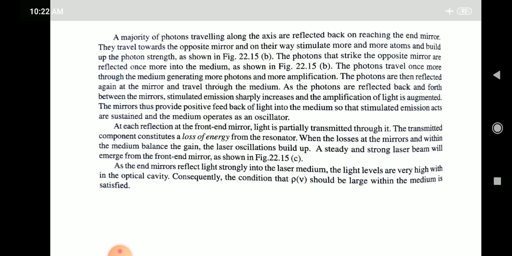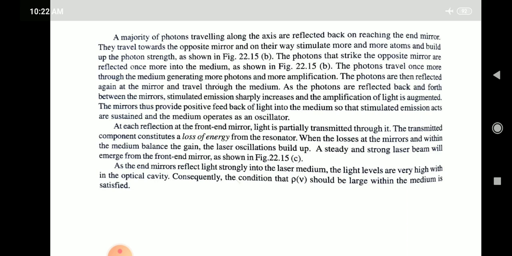As the photons are reflected back and forth between the mirrors, stimulated emission sharply increases. The amplification of the light is augmented. The mirrors thus provide positive feedback to the light in the medium so that the stimulated emission is more sustained and the medium operates as an oscillator.